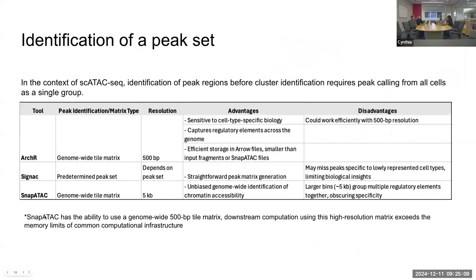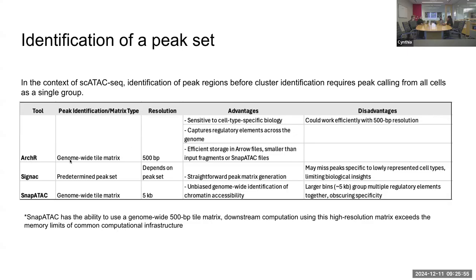Also, I want to mention that regarding the identification of peaks, in the context of this kind of analysis, identification of peak regions is done before the cluster identification. I think it is necessary to understand a bit of how ArchR, Signac, and snapATAC work to process this task. They use different collections of data to make, let's say, a theoretical distribution in order to identify where a peak can be identified as enriched or not in the dataset.